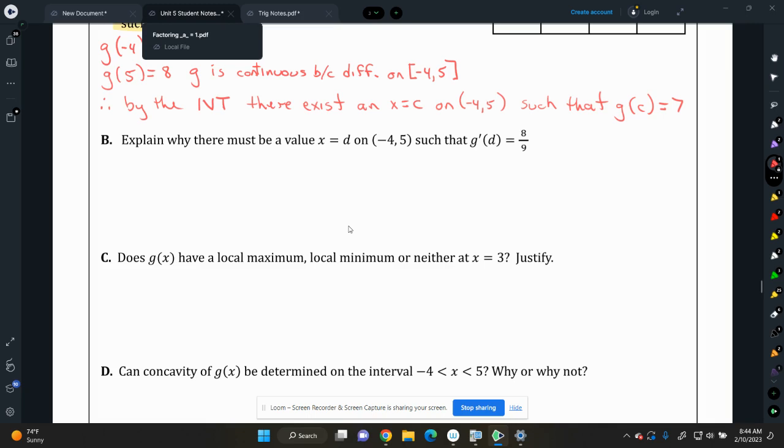Okay, so we go back to this one, right? This is the mean value theorem. It's talking about the derivative. Okay, and when we state it, we need to specify by the mean value theorem that it's continuous and differentiable. Remember, continuity on the closed interval, differentiable on the open interval. Okay, it takes time. It takes practice. As we do AP exam practice, you'll start to get the hang of this. Okay. Does g of x have a local maximum, a local minimum, or neither?